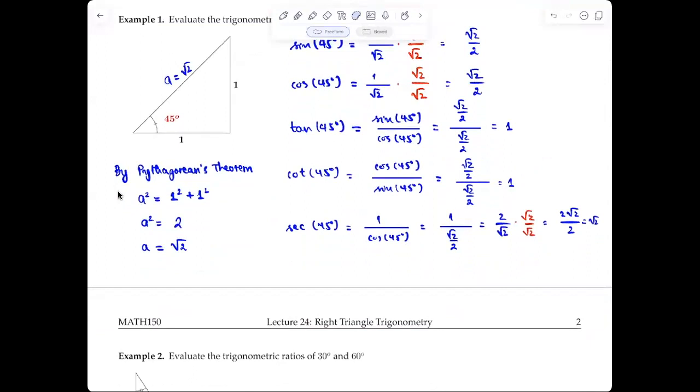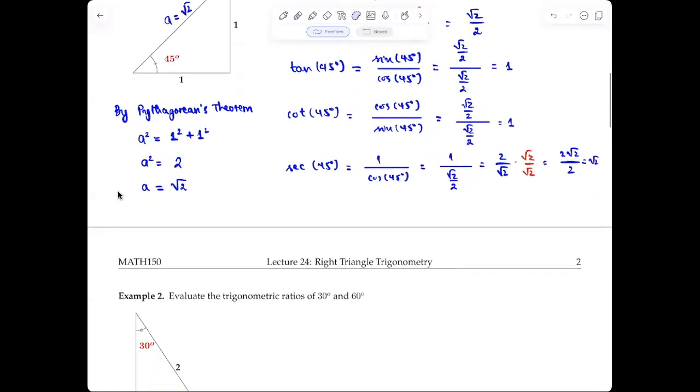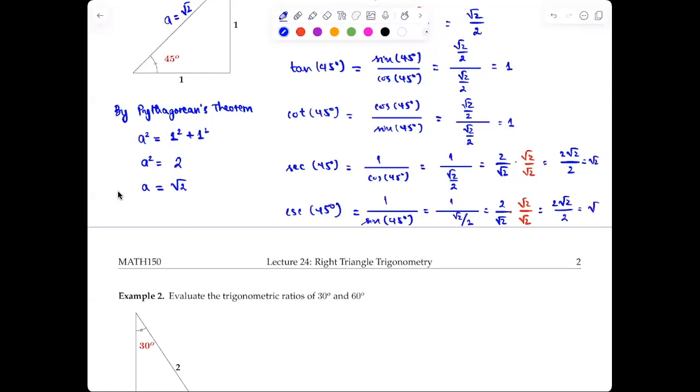Now, the last one is cosecant of 45 degree angle. This is 1 over sine of 45 degree, which is 1 over root 2 over 2. Very similar to secant of 45 degree. You divide fractions, which means you multiply by the reciprocal. Then you can multiply the top and bottom by square root of 2 to rationalize it, and you should have 2 root 2 divided by 2, which is root 2.